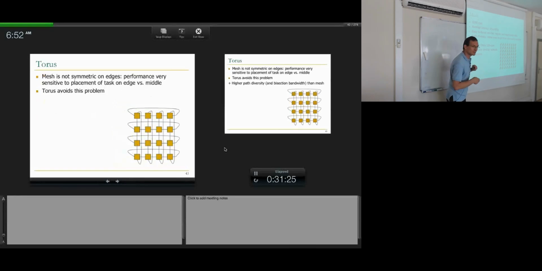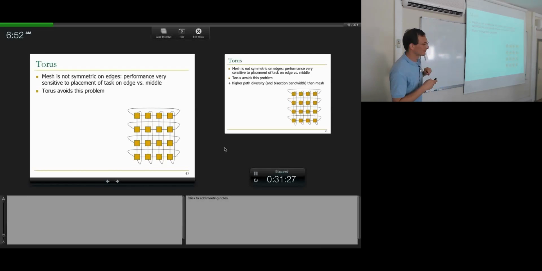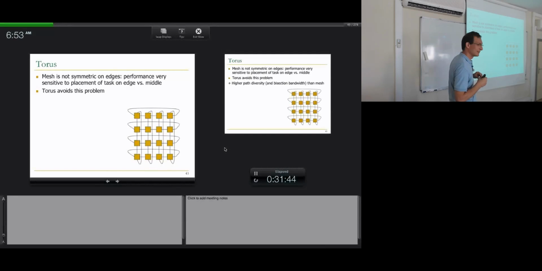However, in Torus, the path from one end to the other end is a very long path compared to the short path between the two neighbors in the mesh. The one on the right hand side is very long, to go to the node on the left hand side. We'll get back to that on the next slide.